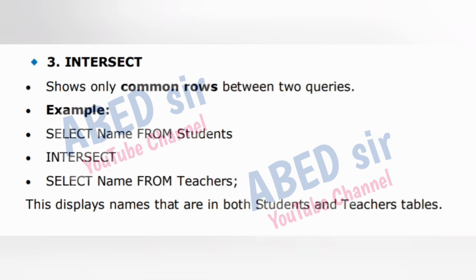3. Intersect. Shows only common rows between two queries. Example. Select name from students. Intersect. Select name from teachers. This displays names that are in both students and teachers tables.